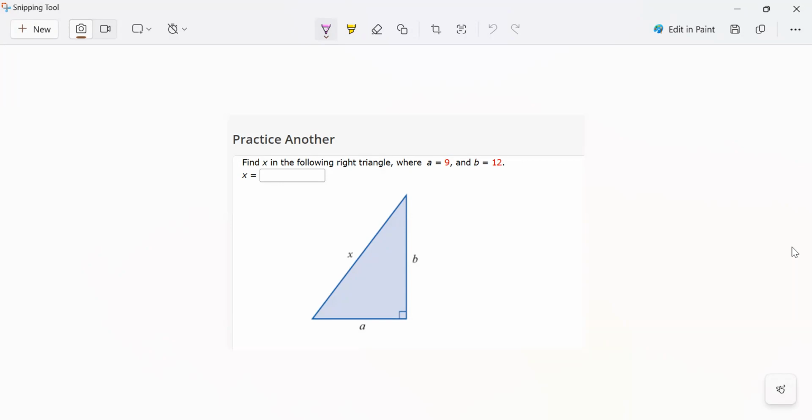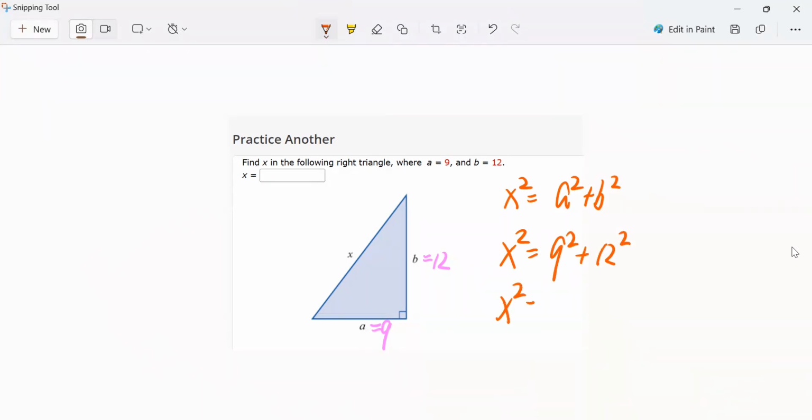And let's go over the solution. So a is 9, b is 12, and we're looking for c, which is x. So x squared equals a squared plus b squared. Replace a and b with the given numbers: x squared equals 9 squared plus 12 squared. 9 squared is 81, 12 squared is 144, and we sum those two numbers to get 225.